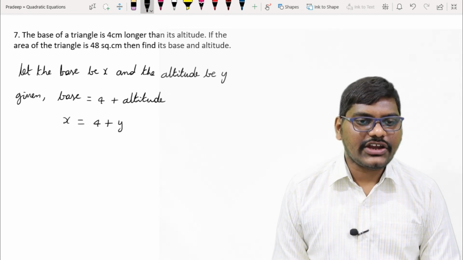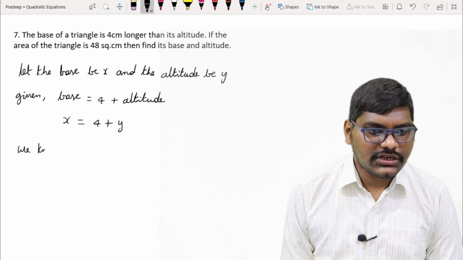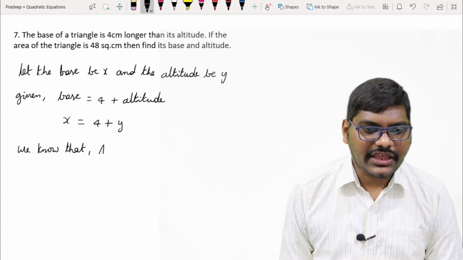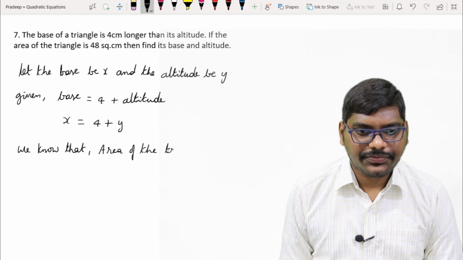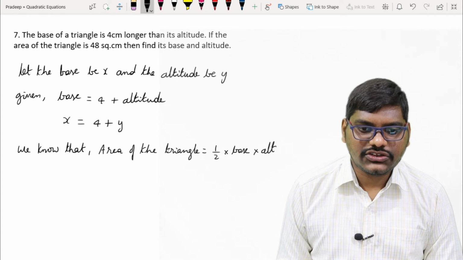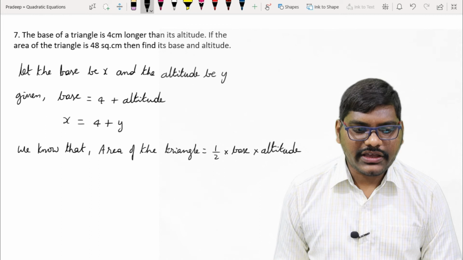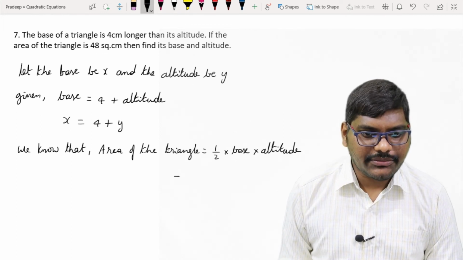So now we'll just try to find out the next things. We know that, I'm just writing the area of the triangle. So what is the area of triangle? That is half into base into altitude, or we can say height also. So I'm just writing altitude as it was given. Now I can simply write here the area of the triangle. It was given 48, so that I'll just submit over here.